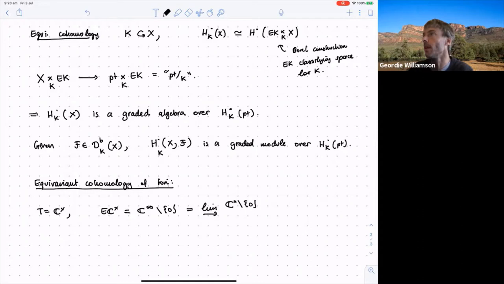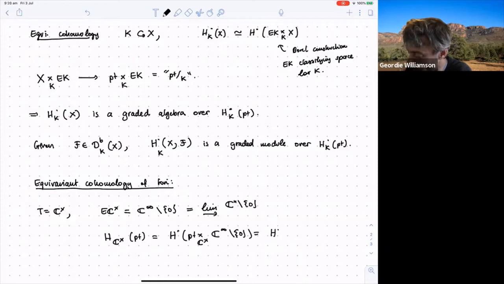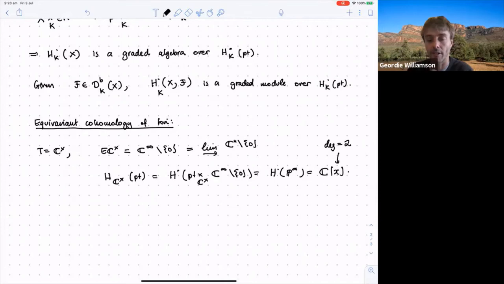So the C star equivariant cohomology of a point is the cohomology of point times over C star of C infinity without zero, which is the cohomology of P infinity, which is a polynomial ring in one variable where the degree of this variable is two. Okay. And also in this particular case, this generator is completely canonical as the fundamental class of P1 inside P infinity.